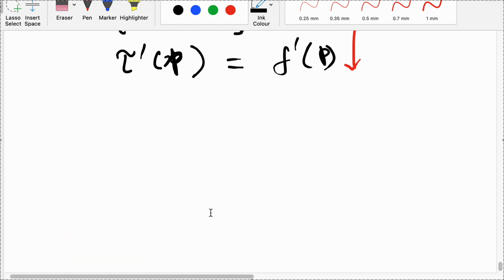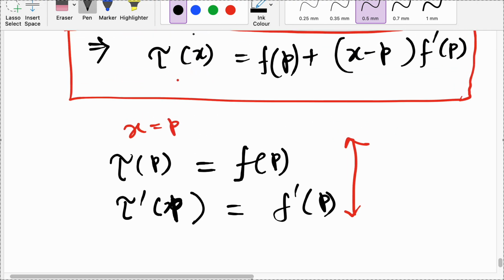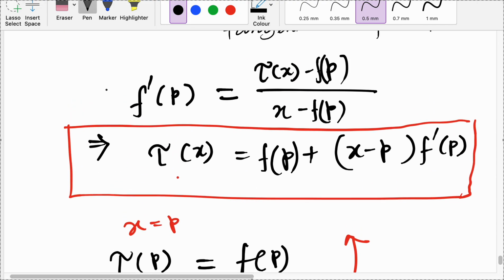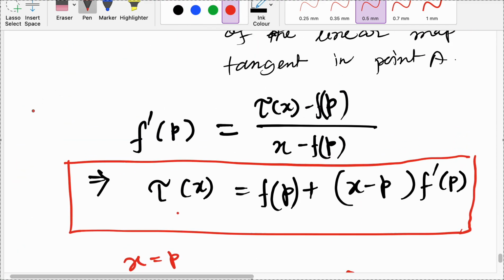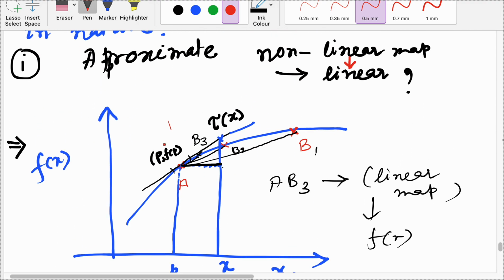Now the next thing is to check. So far so good. We have learned that there is a linear map which can do what we want. Now the next question is, can we approximate the neighborhood points by this map or not?